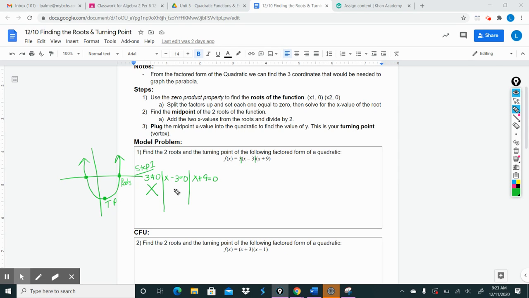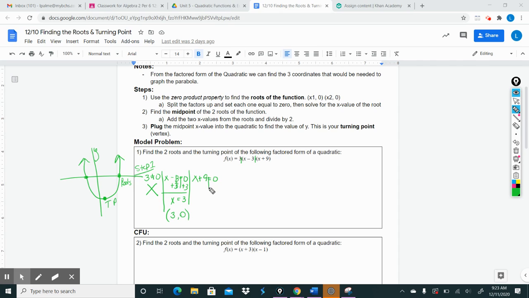So we're going to solve the next two one-step equations. We add 3 on both sides. For x minus 3 equals 0, the 3s cancel, and we're left with x equals 3. So our first root, our x value, is 3, and any point on the x-axis has y equal to 0, so x is 3, y is 0.